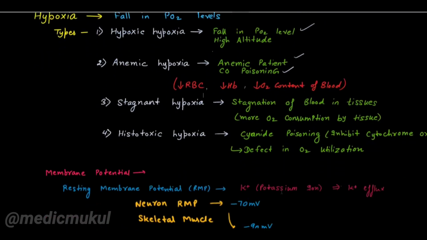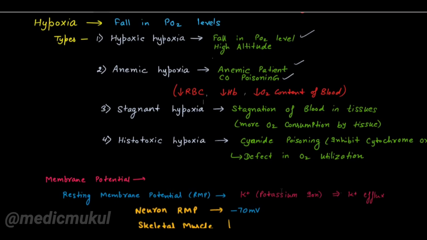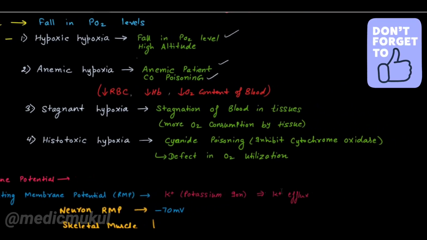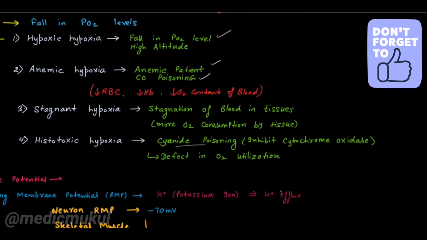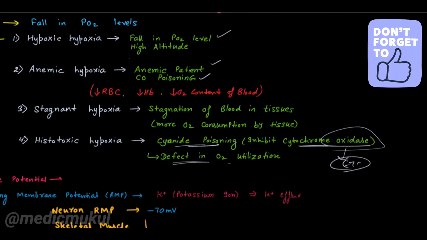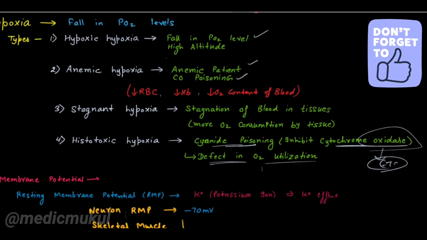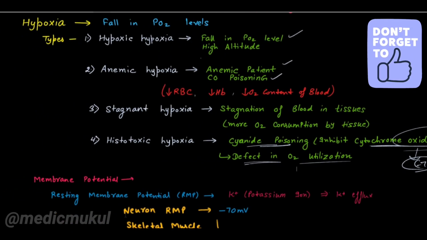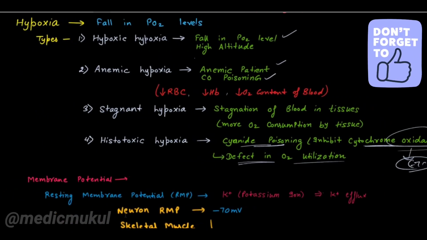Stagnant hypoxia: stagnation of the blood in the tissue, more oxygen consumption by the tissue. Histotoxic hypoxia: remember the example of cyanide poisoning. They inhibit cytochrome oxidase, the enzyme of the electron transport chain. Then there is a defect in oxygen utilization. That is histotoxic hypoxia. Remember the example: cyanide poisoning. Okay.